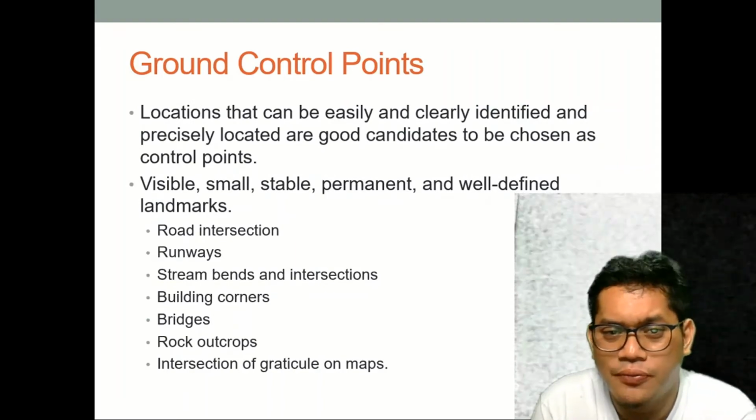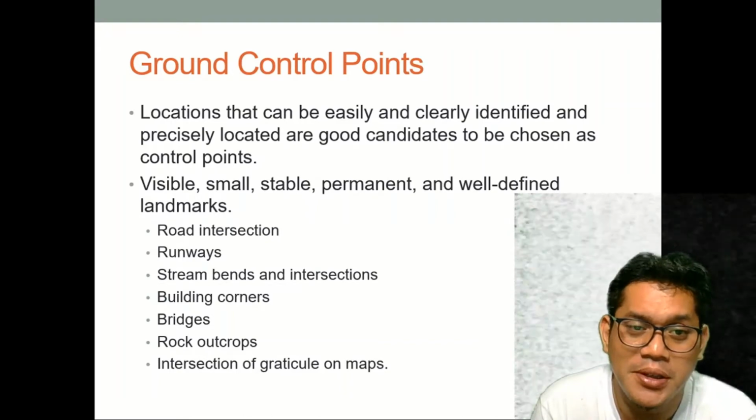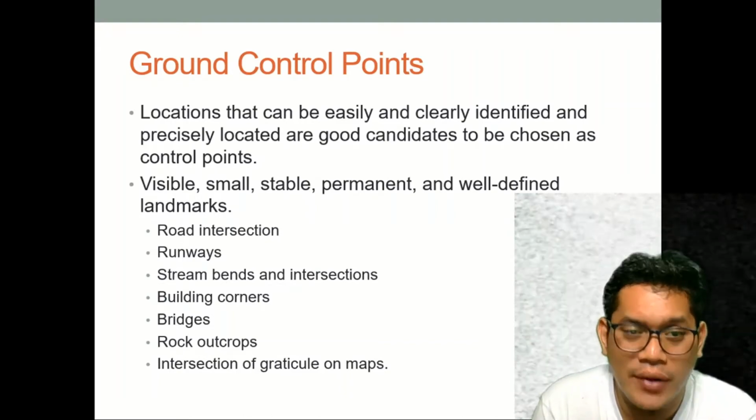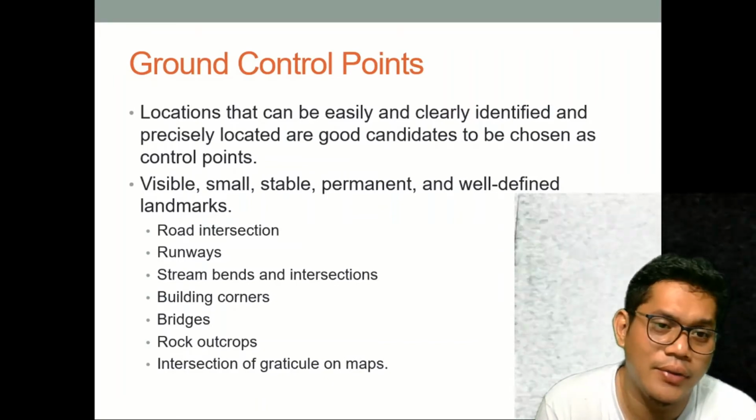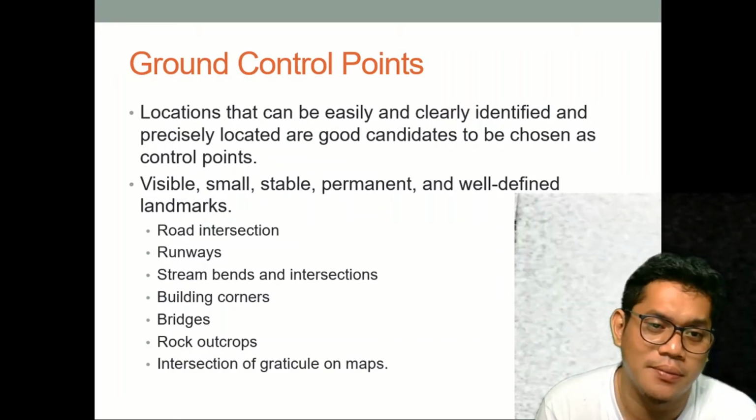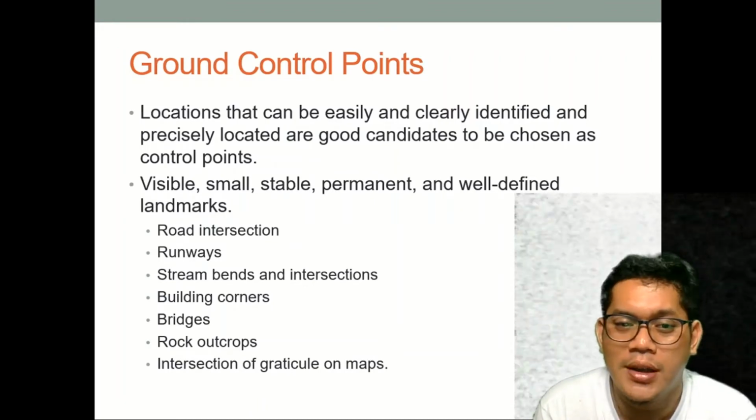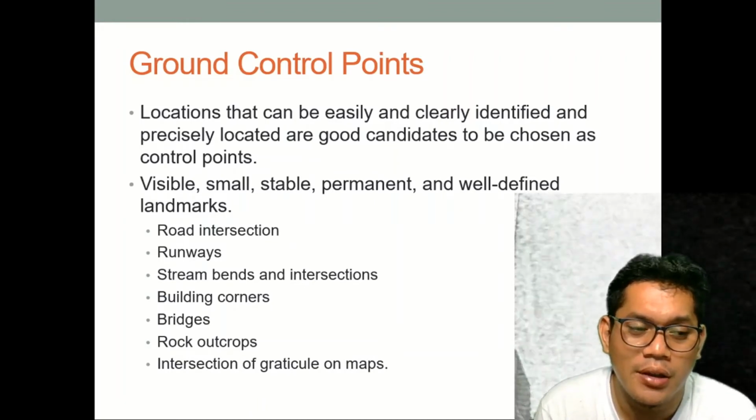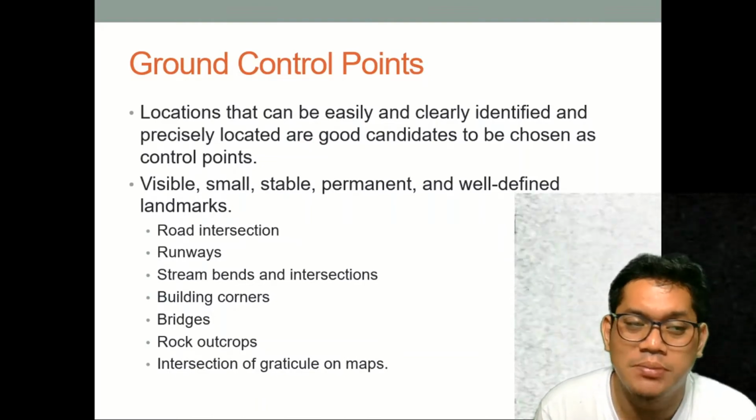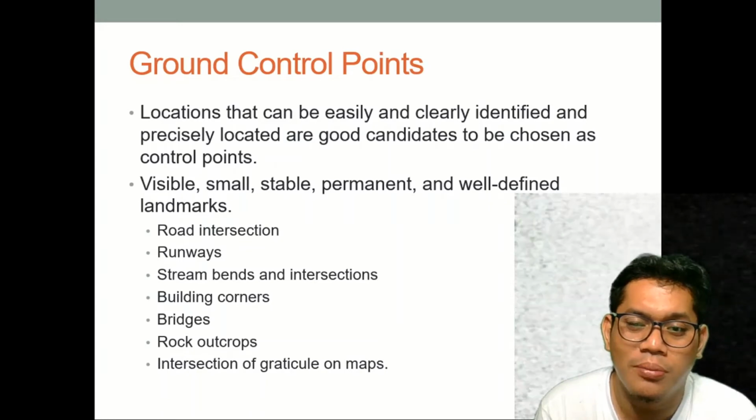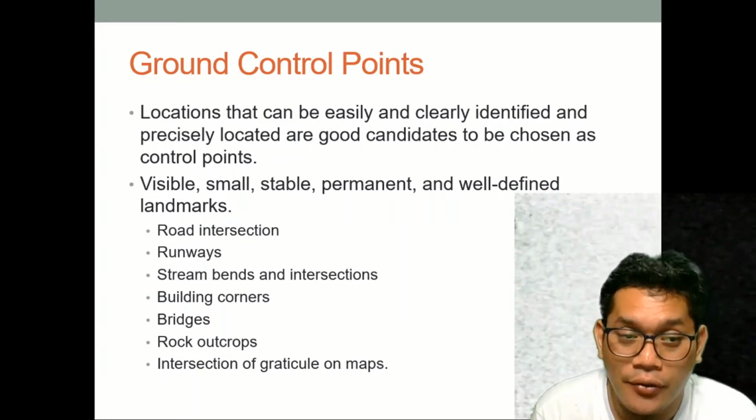So location for you to use the ground control points, or we call it GCP. GCP can be easily and clearly identified. It must be easy to identify. It must be clearly identified. It must be precisely located. Okay, it must be visible. It must be small, not too big. It must be stable. Okay, we don't want to collect it today and by tomorrow it's already vanished. It must be permanent, and also must be something that is well defined. Other people also can find it.